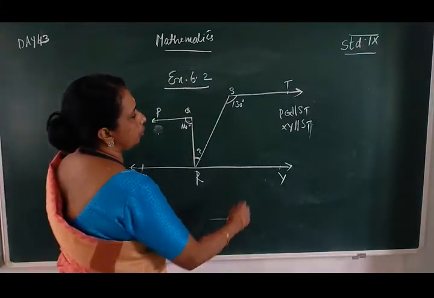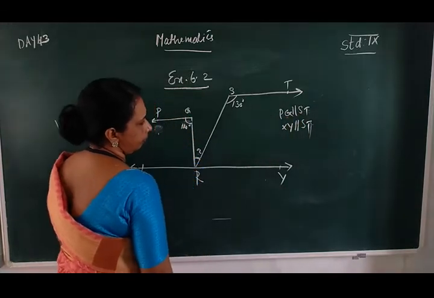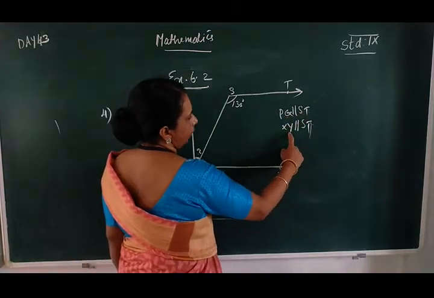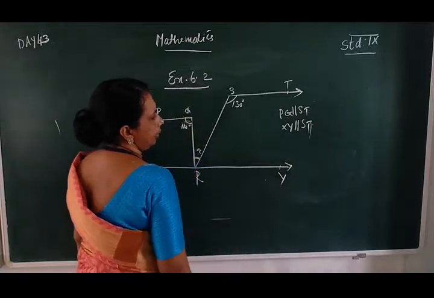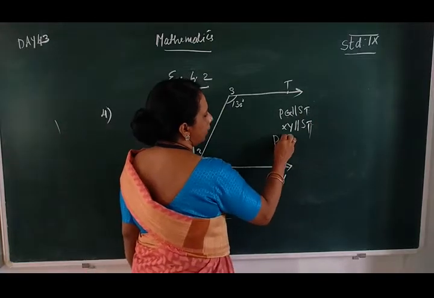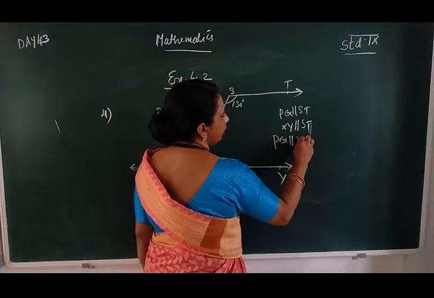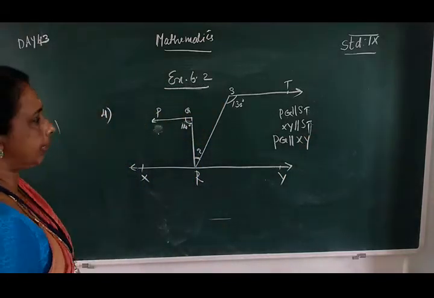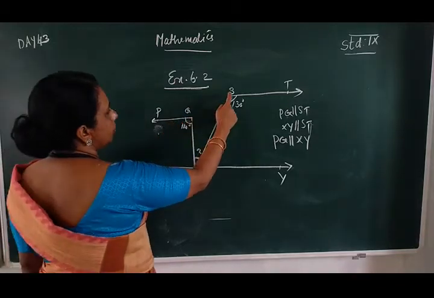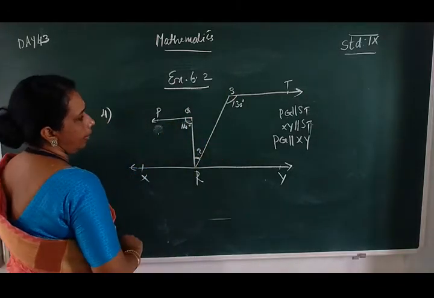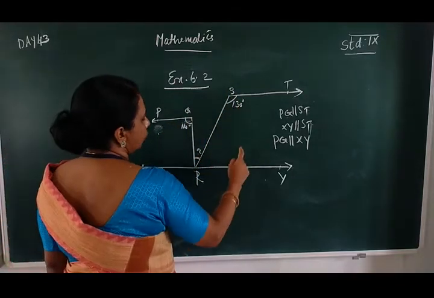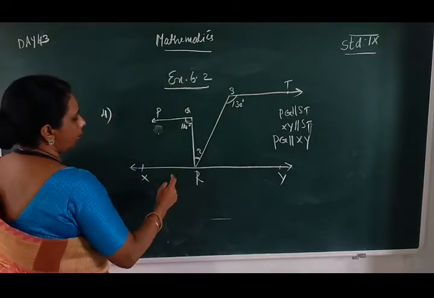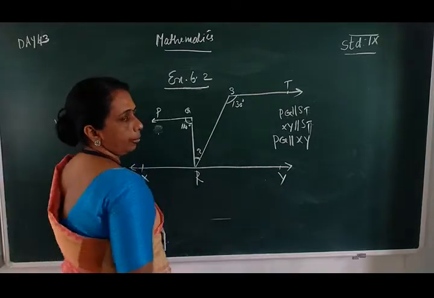PQ is parallel to ST and XY is parallel to ST. So we can say that PQ is parallel to XY, because lines parallel to the same line are parallel to each other. PQ is parallel to ST and ST is parallel to XY. So PQ is parallel to XY.